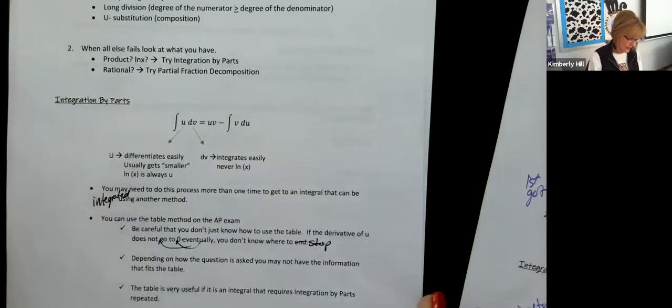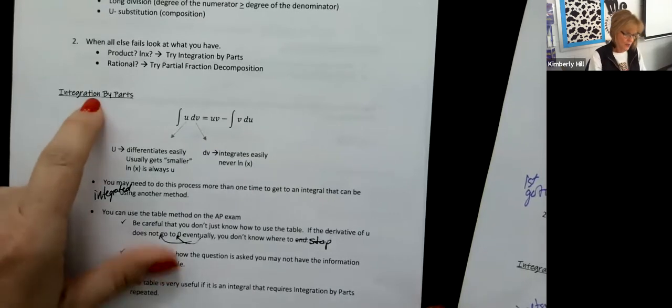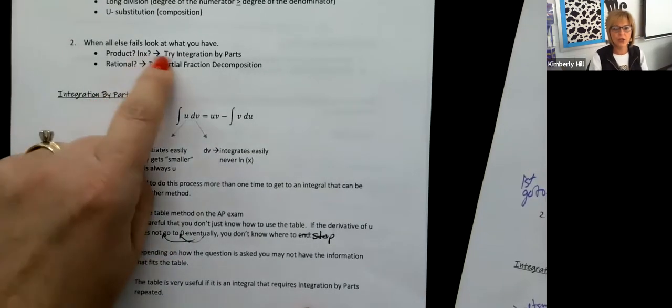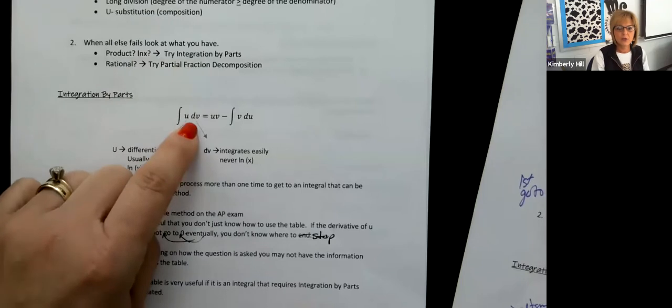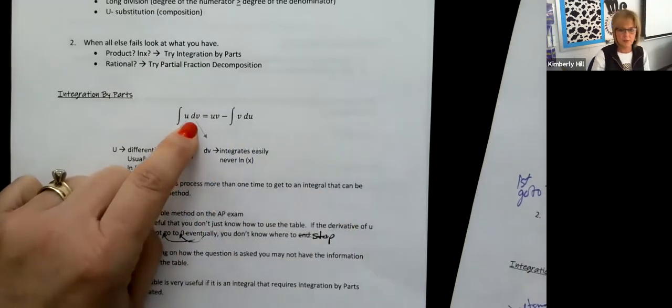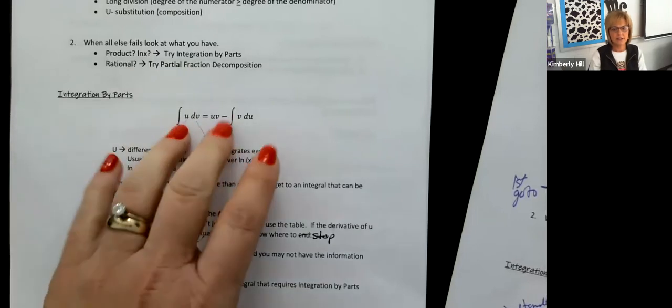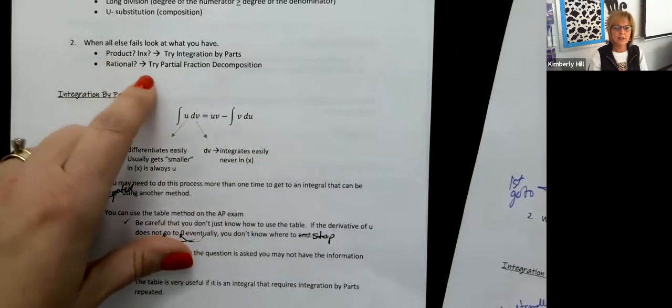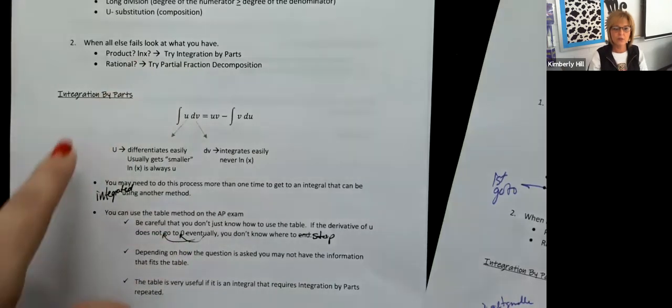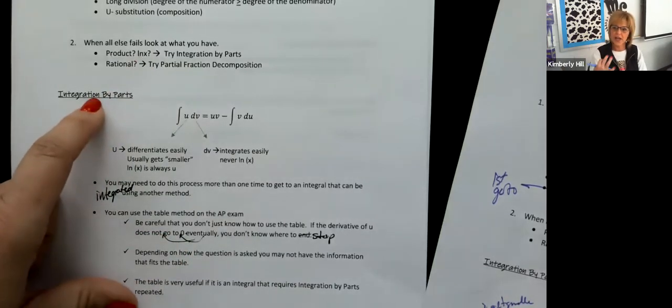First one we're going to look at is integration by parts. Now again, we said integration by parts is good when you have a product, so when you have something times something. And when you have a product, and this doesn't necessarily look like a product, or you have a natural log of x, we're going to try integration by parts. So this first half of the day, we're going to spend on integration by parts.